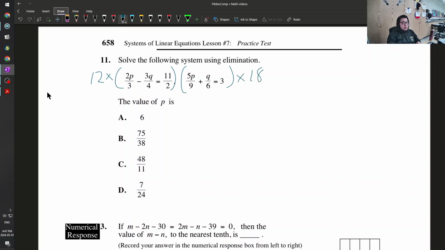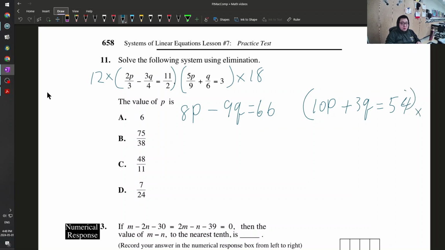So multiply everything by 12, we get 8p minus 9q is equal to 66. What is the other one? The other one is 10p plus 3q is equal to 54. Okay, how do we eliminate this? Let's multiply this by 3 and then write it over here.